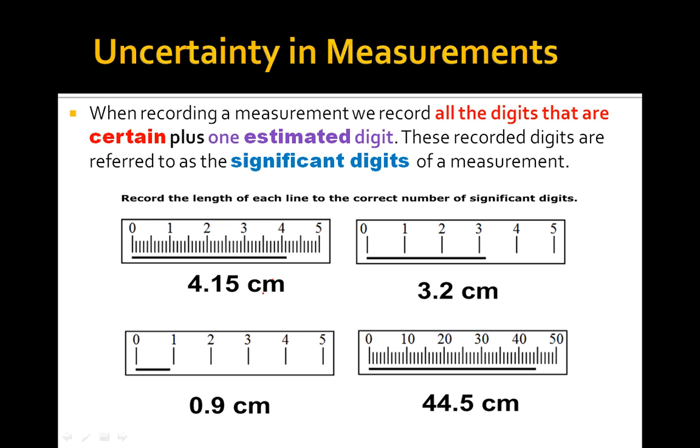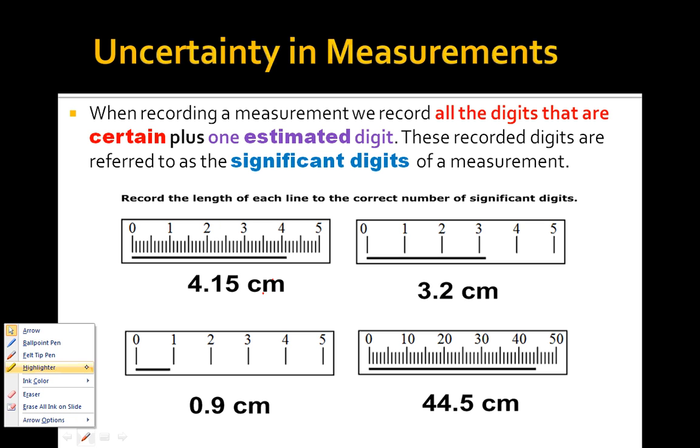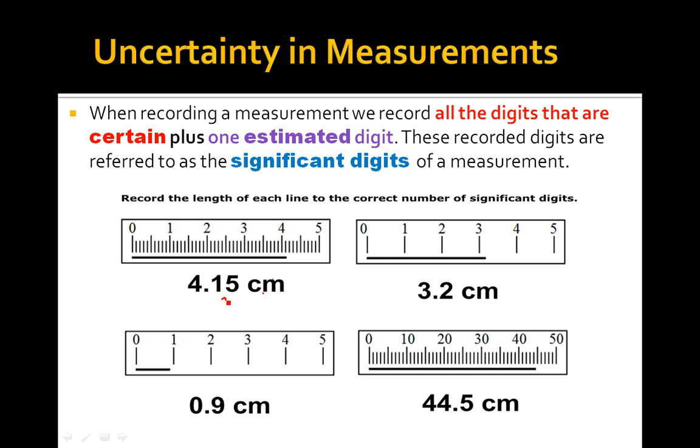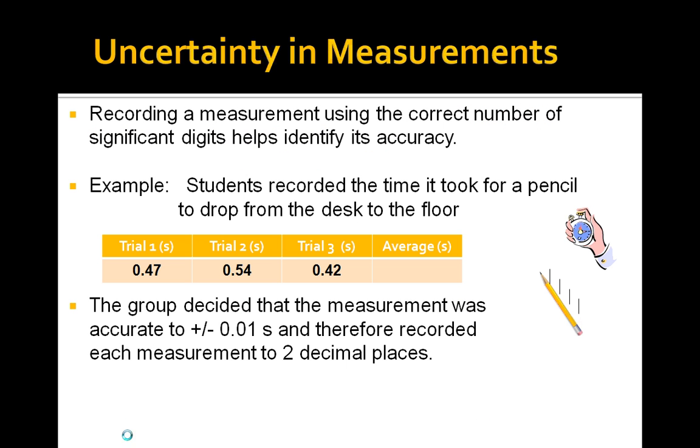There we go. So in each of these, what we have is significant digits. Here I've got 3 significant digits I recorded. Here I had 2. Here I had only 1 significant digit. And here I had 3 significant digits. So the number of significant digits roughly represents how accurate your measurement is going to be.